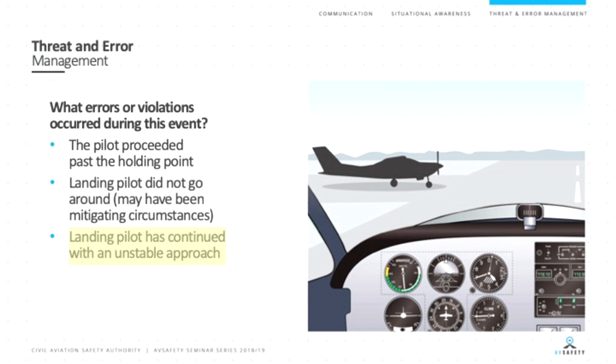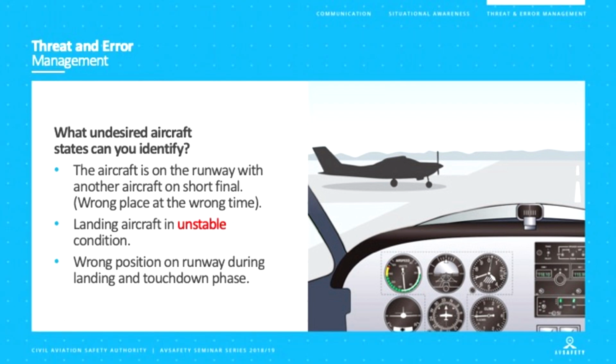The landing pilot has continued with what we call an unstable approach, where the rate of descent, altitude, airspeed and aircraft configuration were not within defined parameters. Potential error, potential violation. And there were some undesired aircraft states, aircraft that were in the wrong place at the wrong time. The aircraft is on the runway with another aircraft on short final. That aircraft on the runway was in the wrong place at the wrong time. A classic case of an undesired aircraft state. That landing aircraft was in an unstable configuration, having to manoeuvre abruptly on late final to avoid that aircraft. Again, undesired aircraft state. Wrong position on the runway during the landing and touchdown phase.